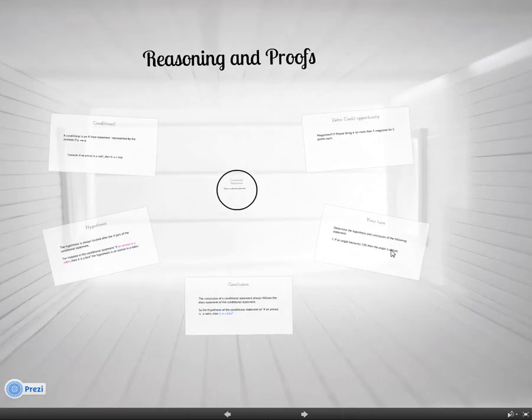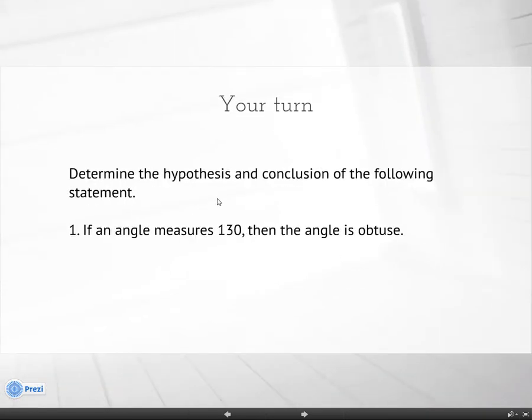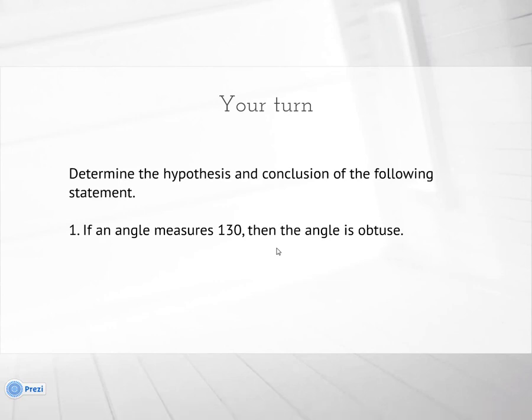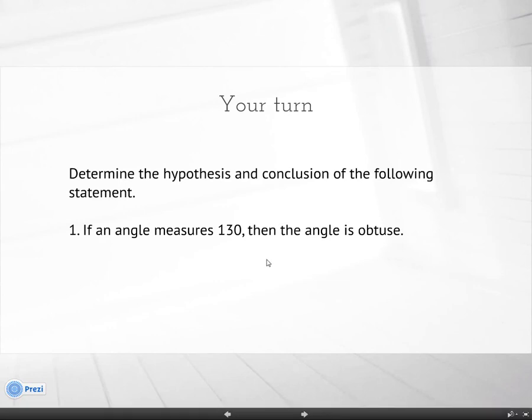Now I want you to try one. I want you to determine the hypothesis and the conclusion of the following statement. If an angle measures 130, then the angle is obtuse. So pause, write this problem down, and then I want you to circle the hypothesis and underline the conclusion. So circle the hypothesis, underline the conclusion.